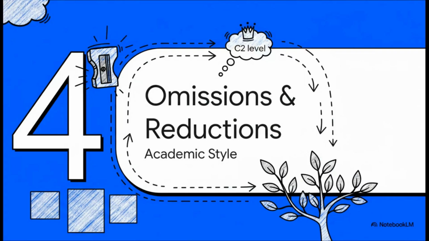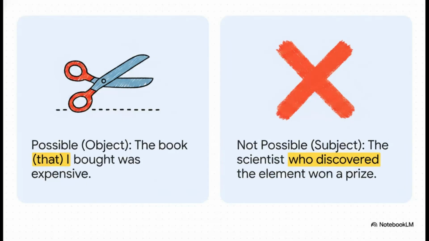All right, moving to section 4, advanced omissions and reductions, academic style. Let's talk about trimming the fat. You can actually often omit the relative pronoun entirely, but there's a strict condition: only when it functions as the object of the clause. The book I bought was expensive. Totally fine. But on the right, you can never omit it when it's the subject doing the action. You literally cannot say the scientists discovered the element won a prize. The who is actively doing the discovering, so it's gotta stay.